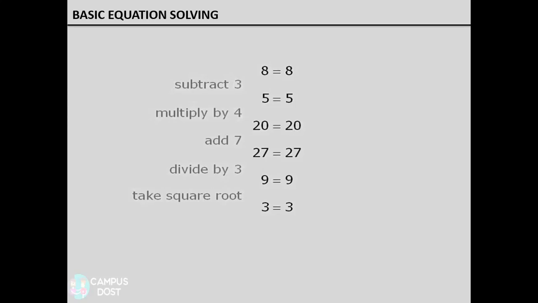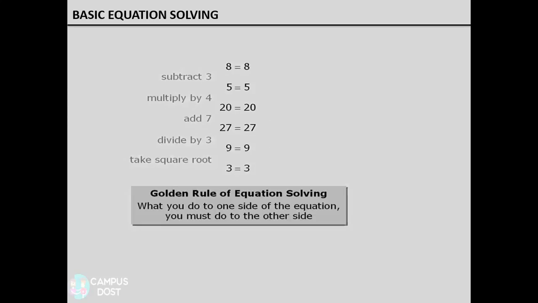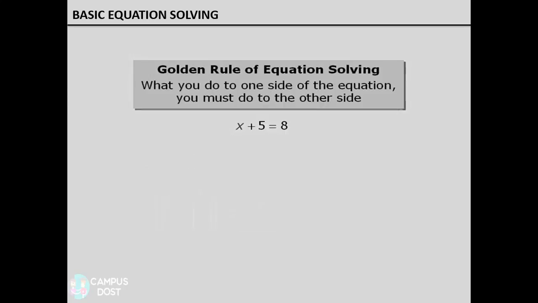We can take this fact and formulate the golden rule of equation solving, which says, what you do to one side of the equation, you must do to the other side of the equation. We will use this rule a lot to solve a wide variety of equations. So let's see how it works.